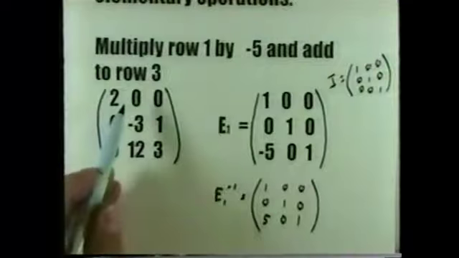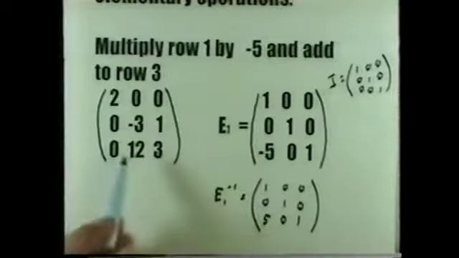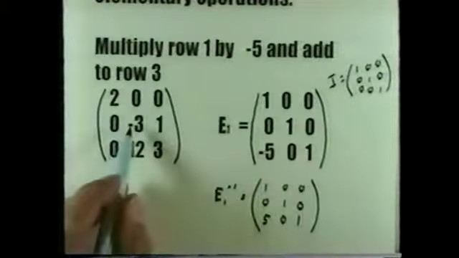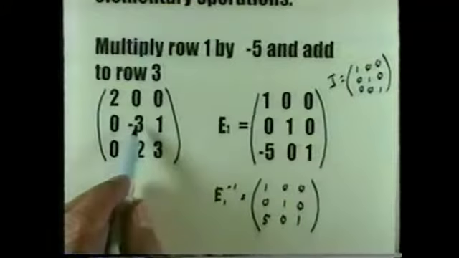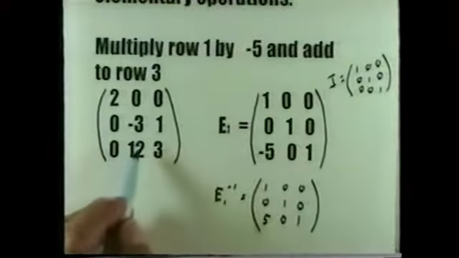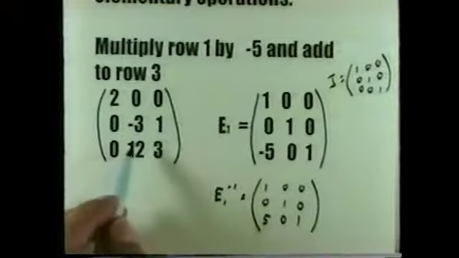Now let's continue with the row reduction. I need a 0 here. So what I would need to do is multiply row 2 by +4 and add to row 3.